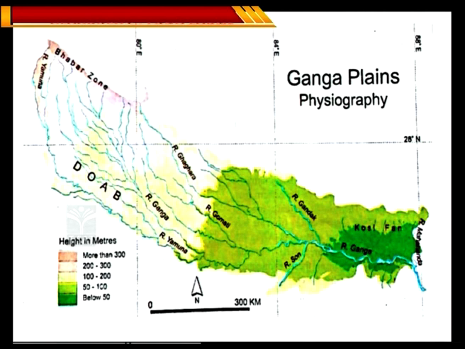A classic example of these depositional plains, in the case of India, is the Ganga plain. See this extension, this projection, which is described as the Ganga plain, extending from the UP plains, Bihar plains and Bengal plains. There is an extension of the plain from the Aravalli boundaries to Bengal.